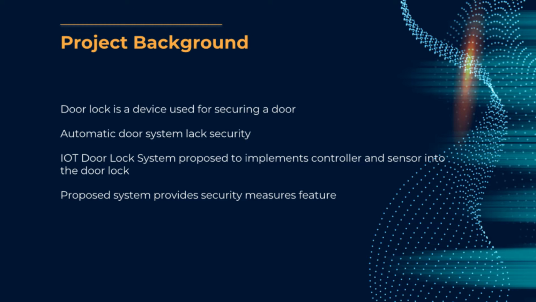To solve this security issue, the IoT door lock system was introduced. This IoT door lock system implements a controller and sensors into the door lock. It uses a cloud application that lets users unlock the door. The application is featured in iOS and Android mobile applications. This IoT door lock system also has a built-in alarm system, so when the door is forced open, the alarm will go off. Thus, this proposed system provides a security measure feature.